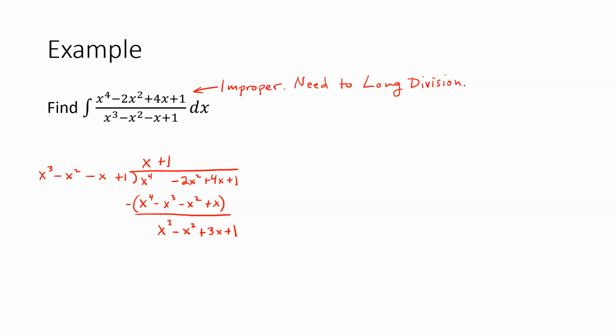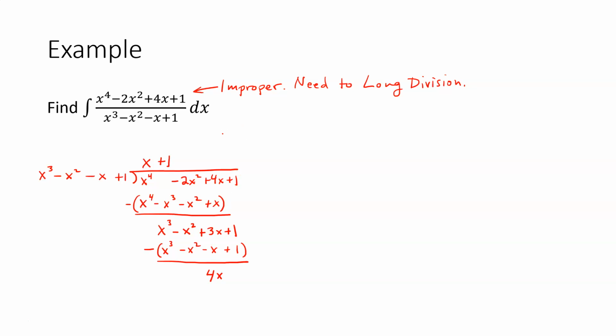And then I'll multiply each term by 1 here. So of course that just gives me the same thing back. And then I subtract from above. So I got x cubed minus x cubed. Those are gone. Negative x squared minus negative x squared, so those terms are gone also. 3x minus negative x, so that'll be 3x plus x, gives us 4x. And then 1 minus 1, so those terms are also gone. So I'm just left with this remainder of 4x.